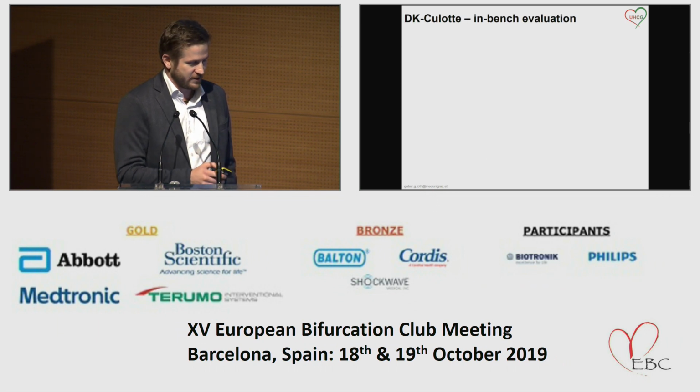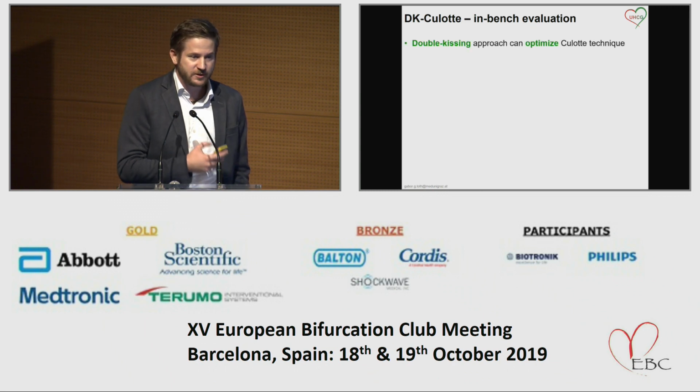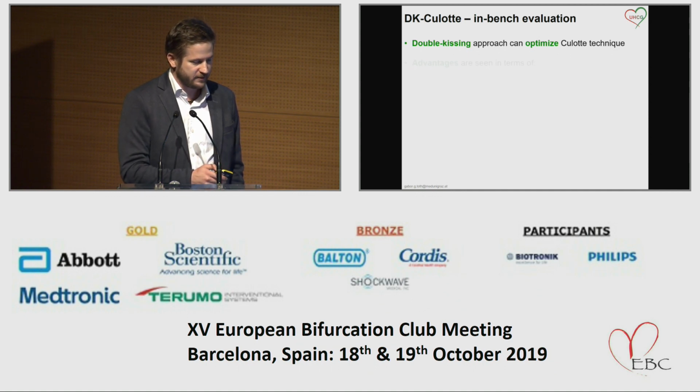as compared to the original angulation. So what we concluded from this data is that this double kissing approach, the idea of double kissing, can also help to optimize the Culotte technique, so we can learn it from the crush and mini crush, and we can adapt it to Culotte as well.